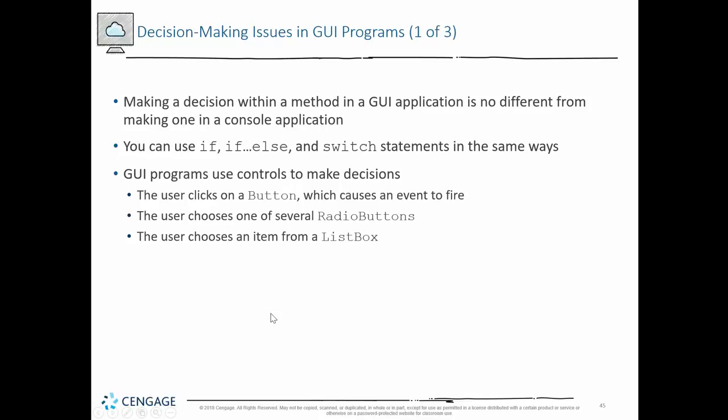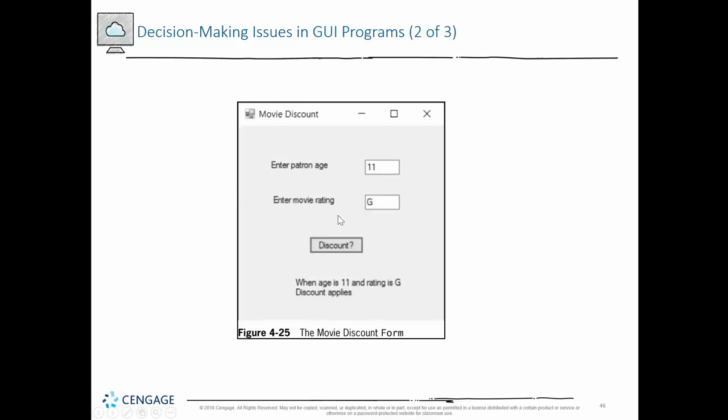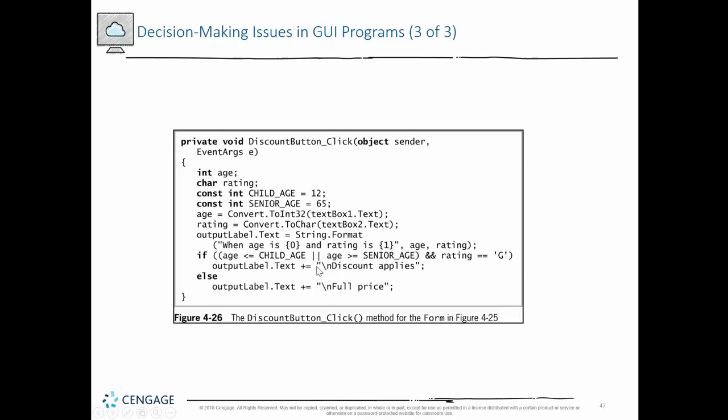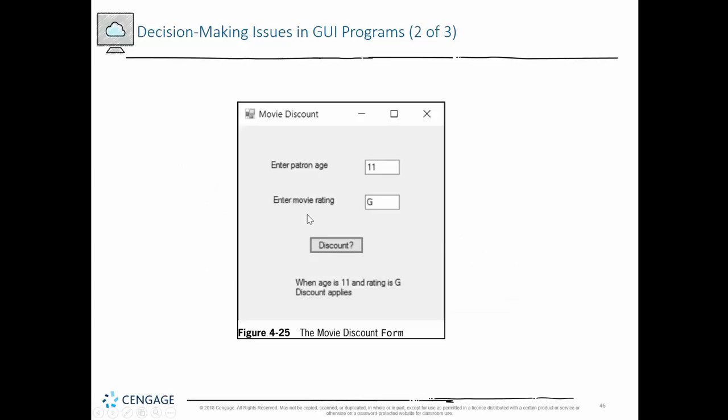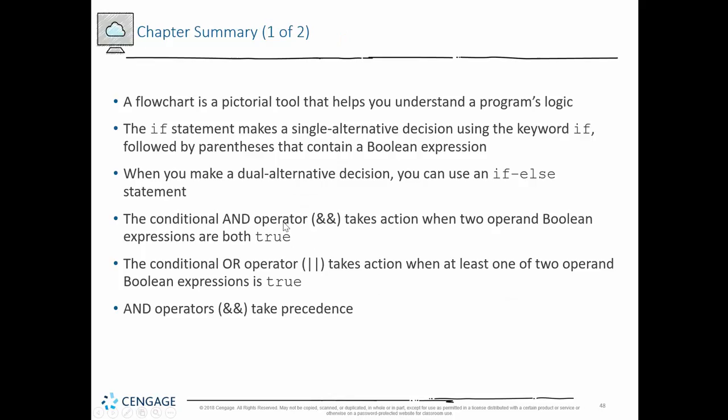All right. Decision-making issues with GUI programs. Making a decision within a method for a GUI is no different than for a console. You use if else, switch, etc. You can use them in both. GUI programs typically use buttons or some kind of GUI control to work with a decision, where you don't have that otherwise. All right. So here's an example. It's not that different from the one I showed you. So here it would be GUI-wise, and here you'd have to put it in code-wise.